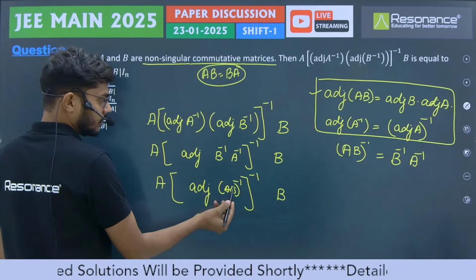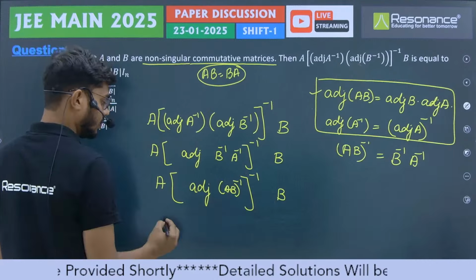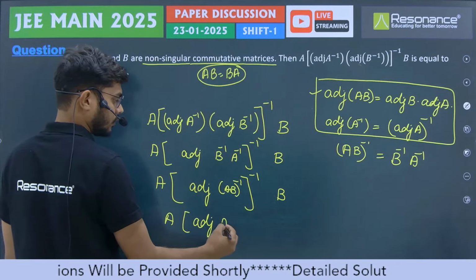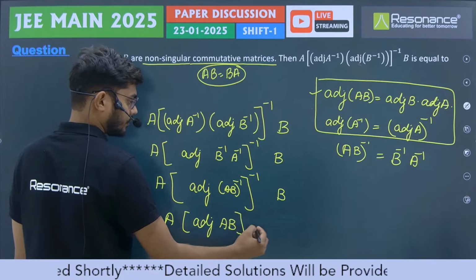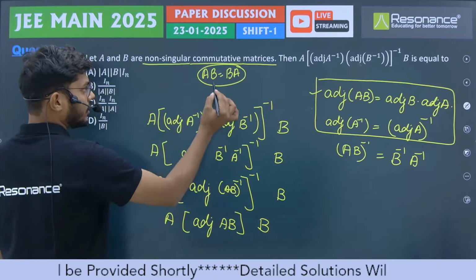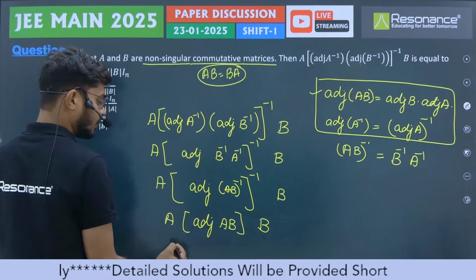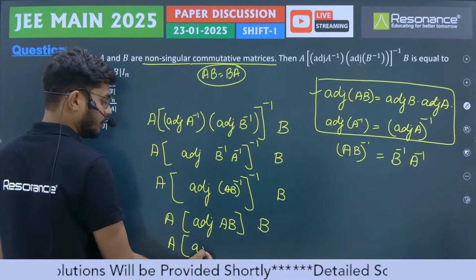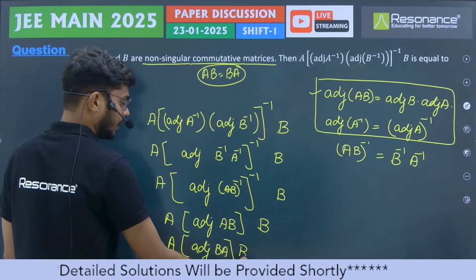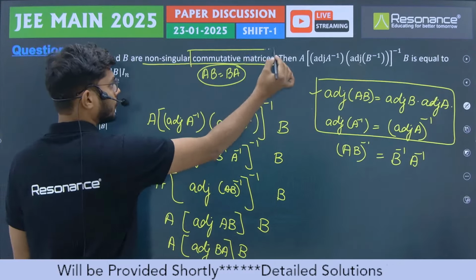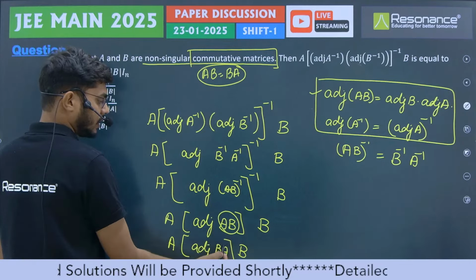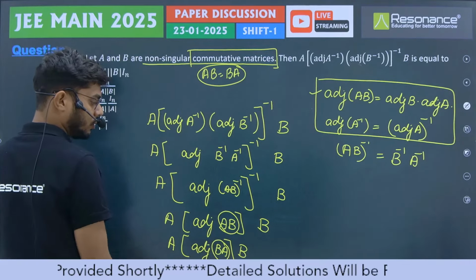Now this inverse will come outside and the inverse is going to cancel out. Also it is given a commutative property, so can I write adjoint of AB is nothing but adjoint of B into adjoint of A? If that word is given in the question, of course there will be use of it, right? So adjoint of AB we can write as adjoint of BA. Now we can open easily.